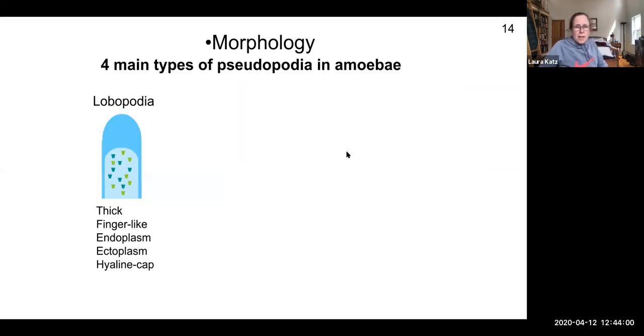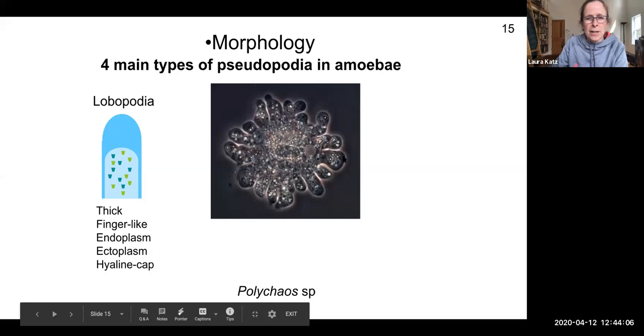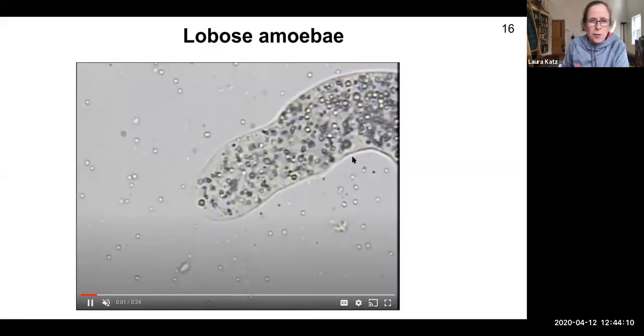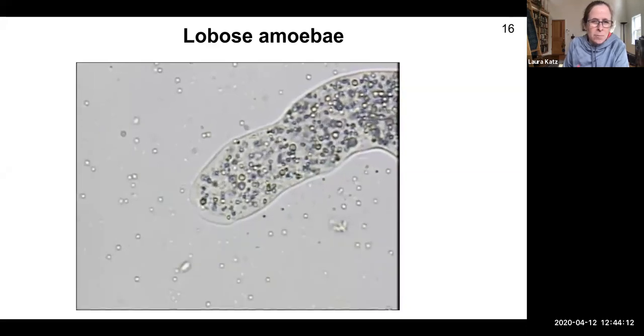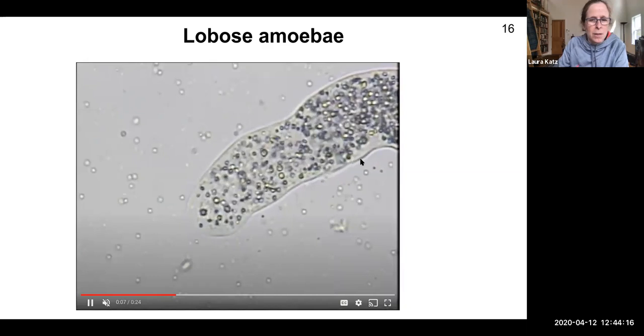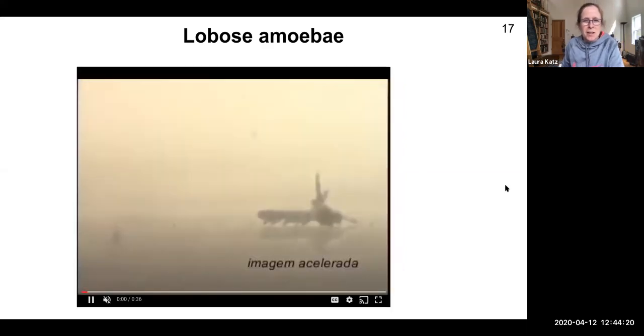There are 4 main types of pseudopods. There are lobose pseudopods that are thick, finger-like, in this polychaos. Here is some movement of a lobose pseudopod. This is how we imagine them. A lot of cytoplasmic movement and streaming is studied in these amoeboid lineages. But they also can be seen on their side.